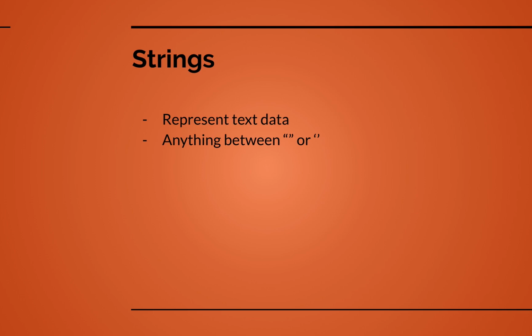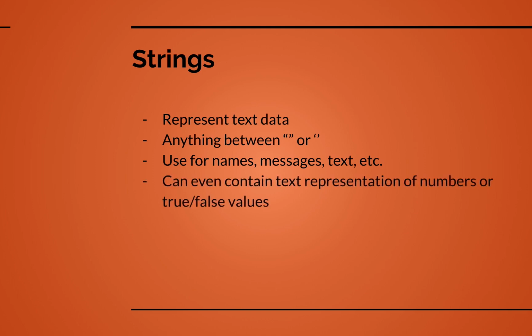In some languages, single quotes are used for just characters. I'm thinking specifically about Java or Swift, but not really the case in Python. It doesn't matter. So we use strings for names, messages, text data, basically anything that we're not going to be able to use a numerical type or a Boolean type to represent. But that being said, we can also use strings to contain text representations of numbers or true or false values.